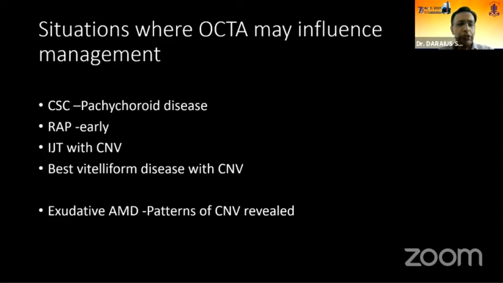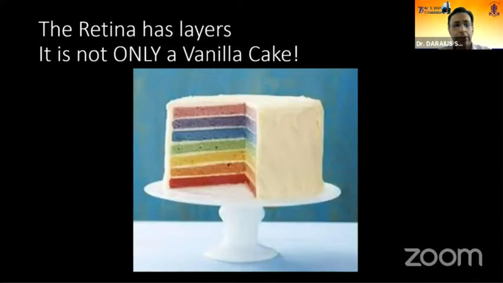Some of the situations where this is very useful are CSC or central serous chorioretinopathy, the pachychoroid spectrum, to pick up early lesions in RAP lesions, which Dr. Priyanka has also shown, in cases of IJT, where sometimes the lesions are not seen well, in Best vitelliform disease, and also in exudative AMD. So let's go through this.